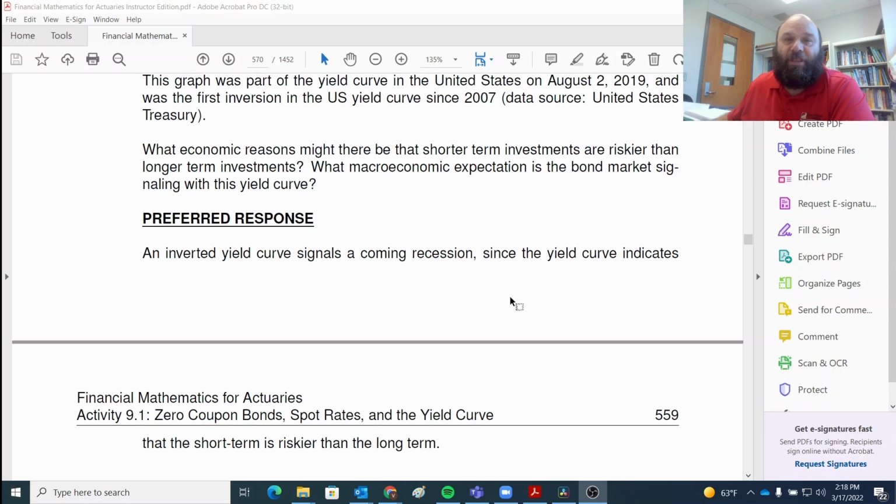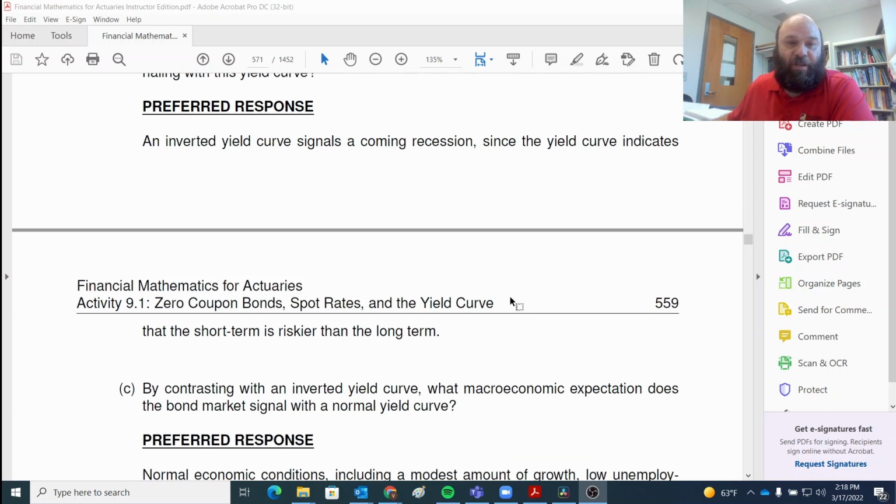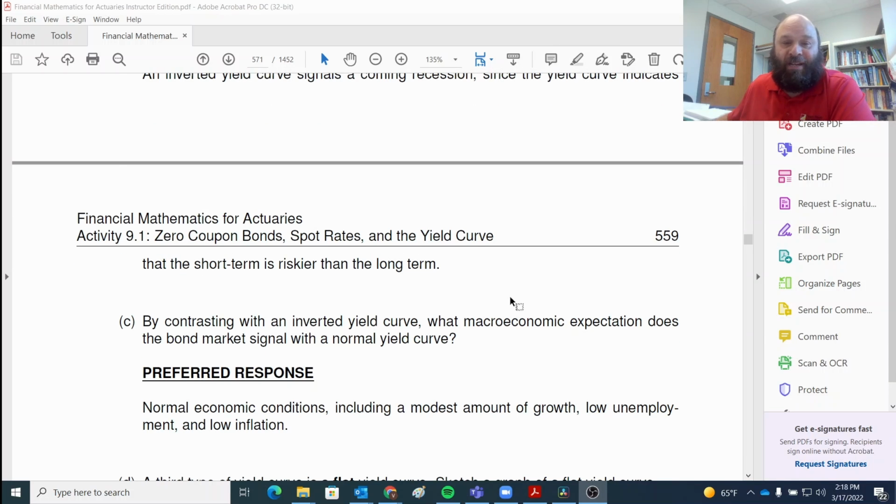That said, shortly thereafter, the yield curve went back to a normal curve, and we did not, in fact, have a recession. So just because you see an inverted yield curve doesn't mean a recession is coming. It means the market thinks it's coming because something's happened. With a normal yield curve, we expect normal economic conditions, a modest amount of growth, relatively low unemployment, relatively low inflation. The Federal Reserve, who is in charge of monetary policy in the United States, typically tries to adjust various inputs into the economy in ways that inflation should be between about 1.5% and 2% per year, which would be low inflation.